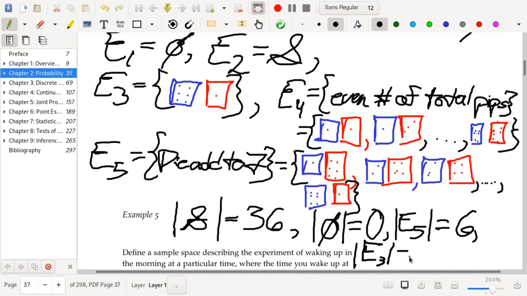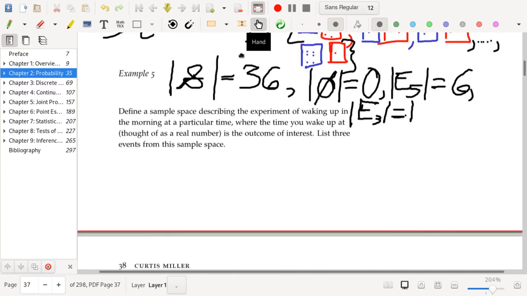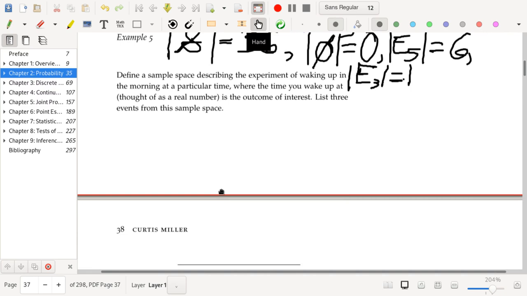Okay. Continuing on, our next example: define a sample space describing the experiment of waking up in the morning at a particular time, where the time you wake up at, thought of as a real number, and that's a critical point, is the outcome of interest. List 3 events from this sample space.